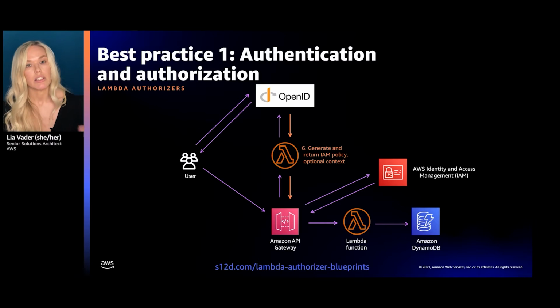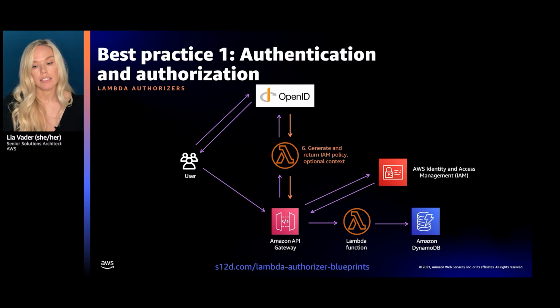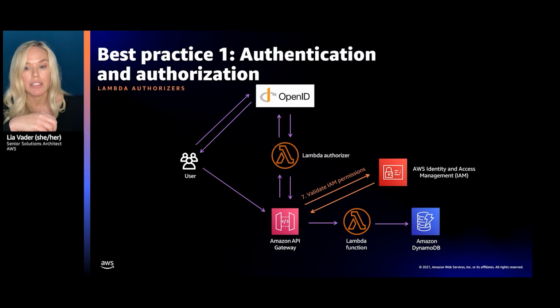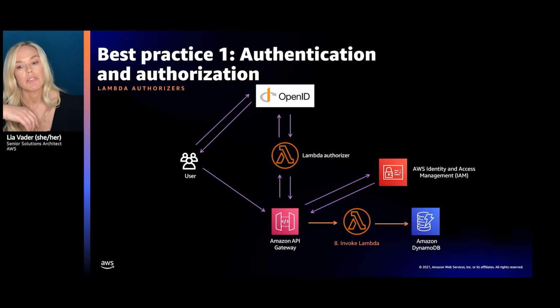And this makes it so that your client doesn't have to pass an API key. API Gateway will then validate that policy against the request and either allow or deny the request. And if allowed, it'll invoke your Lambda function and then cache that policy according to your configuration for later requests. This prevents any additional Lambda authorizer invocations that are potentially unnecessary.